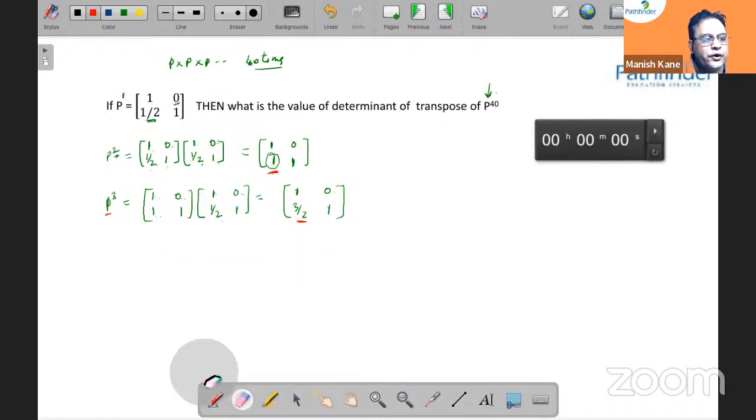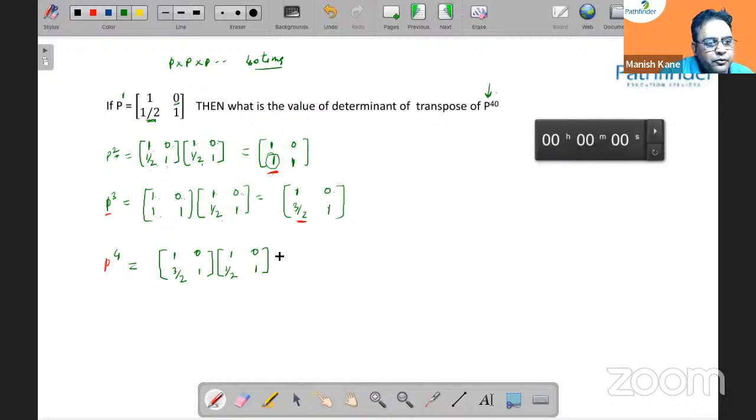And to test this theory, you just multiply another time. So we do p to the power 4, which is equal to 1, 0, 3 by 2, 1, times 1, 0, 1 by 2, and 1. 1 ones are 1 and half. So this is 1. 1 zeros are 0. This remains 0. Now one thing I know is that these three elements are not changing, so I am just writing them down. 3 by 2 into 1 gives me 3 by 2 and 1 by 2. 3 by 2 plus 1 by 2 is 2. And see, in p4, this element has become half of 4.